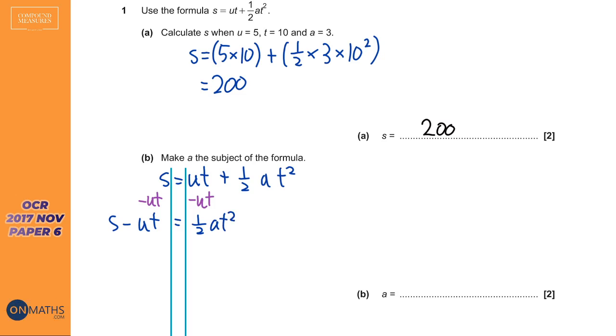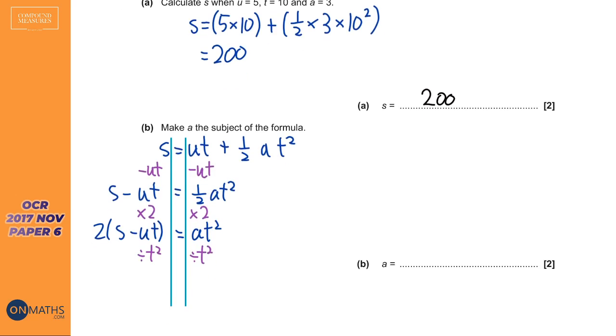Now, what I can do is I can divide by a half to get rid of that half, or I could just times both sides by 2, which actually might be easier. So I'm just going to times both sides by 2. And I could deal with the t squared as well, but I'm not. I'm just going to break it down into 2, and you'll see why in a second. So we've got to times the whole thing by 2. And then we're left with at squared. And then final thing is we're just going to divide by t squared to get rid of that t squared.